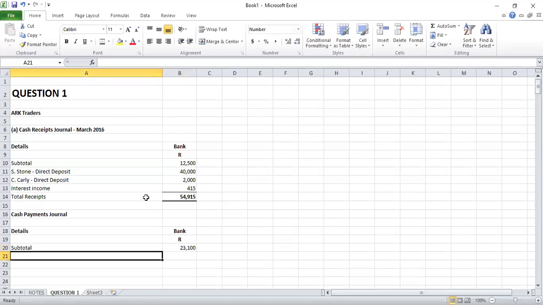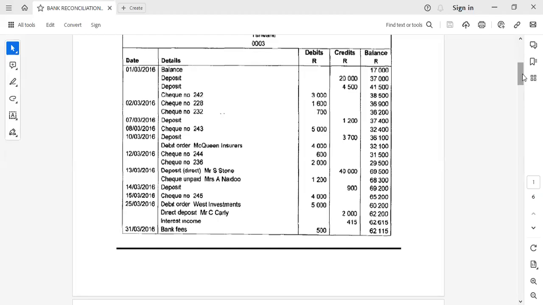Right, this time around, we'll now enter the items that are on the bank statement, but we didn't find them in our CPJ. This one, remember, was there. This one was there. This one was there. This one was sorted. This one. This one. Right. So those remaining items are the items that we're going to enter in our CPJ, which are not ticked on the debit side of the bank statement.